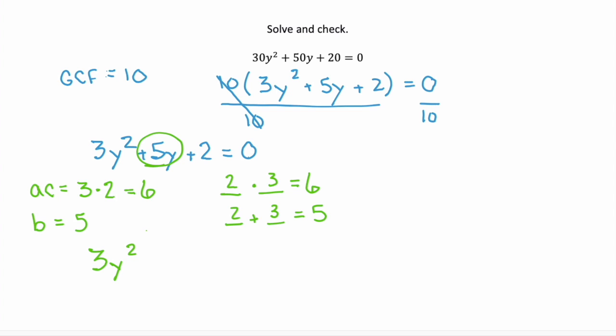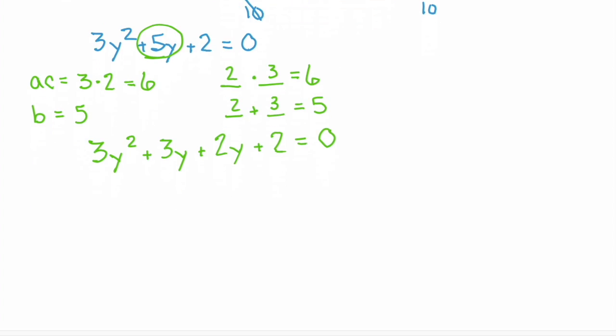The first term stays 3y squared, and our middle term will be, I'll put the 3 first, 3y plus 2y, plus 2 for our last term equals 0. And notice that we rewrote that middle term and it gave us 4 terms. 4 terms, factor by grouping. The first 2 terms, we can factor out a 3y, and we're left with y plus 1.